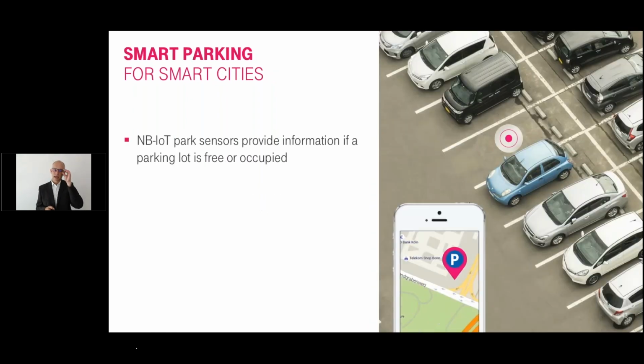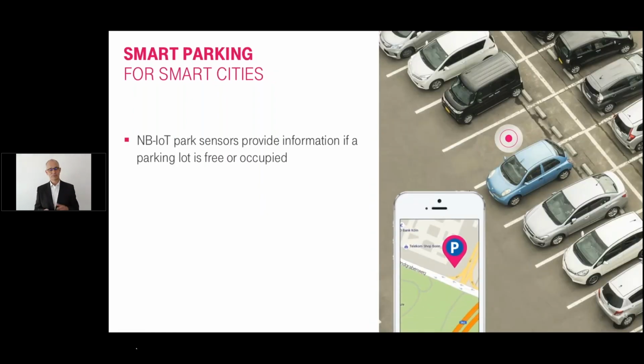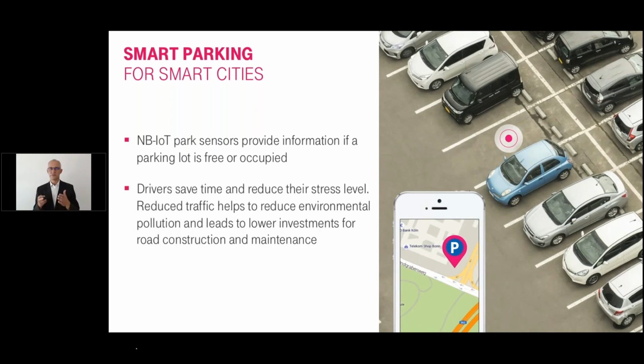Next one is a smart parking use case. So in this case, a sensor is equipped with NarrowBand IoT. It measures, first of all, if there's a car parking over the sensor, and with that, it can transport that information to a server. Now, drivers can be informed if there's a free parking lot on the street.